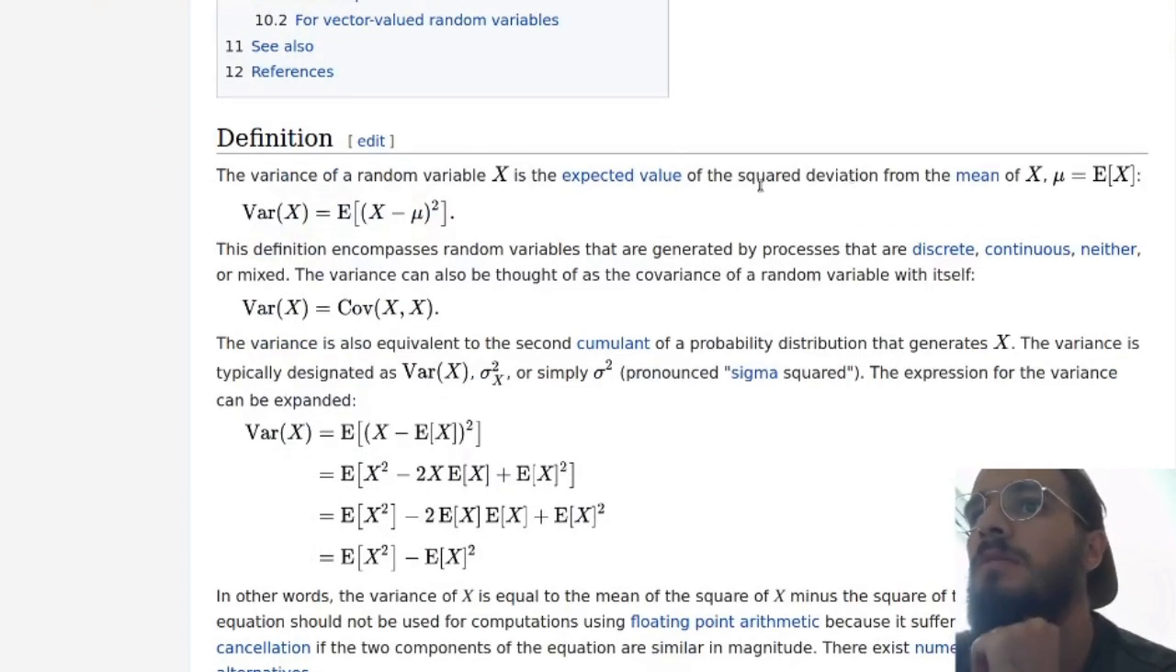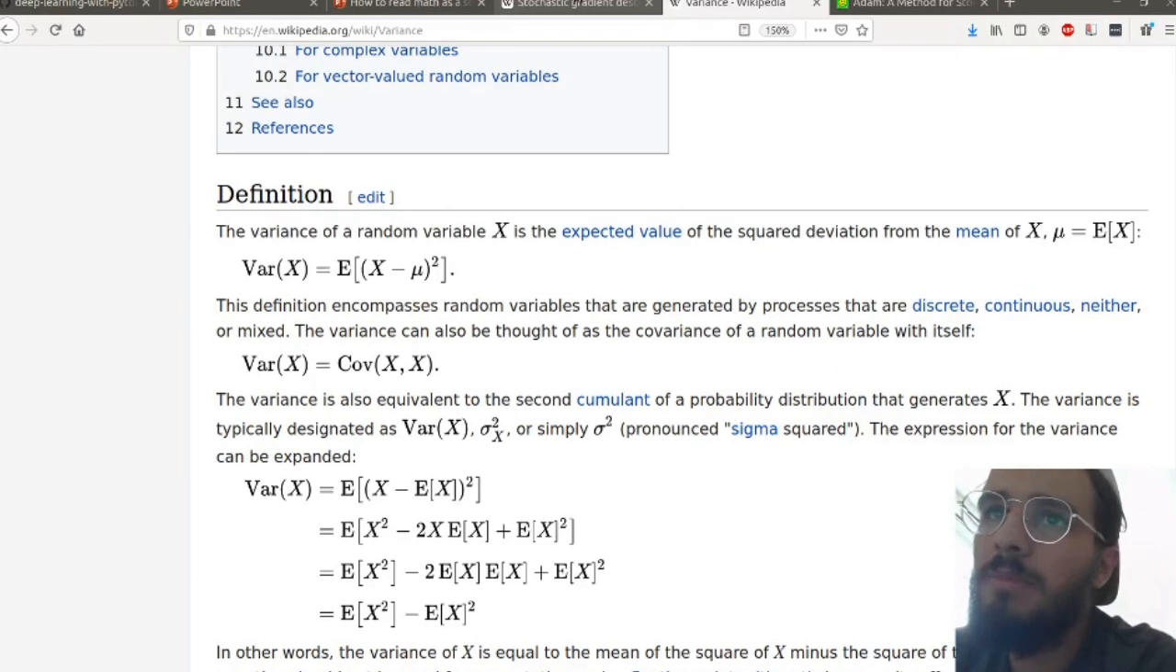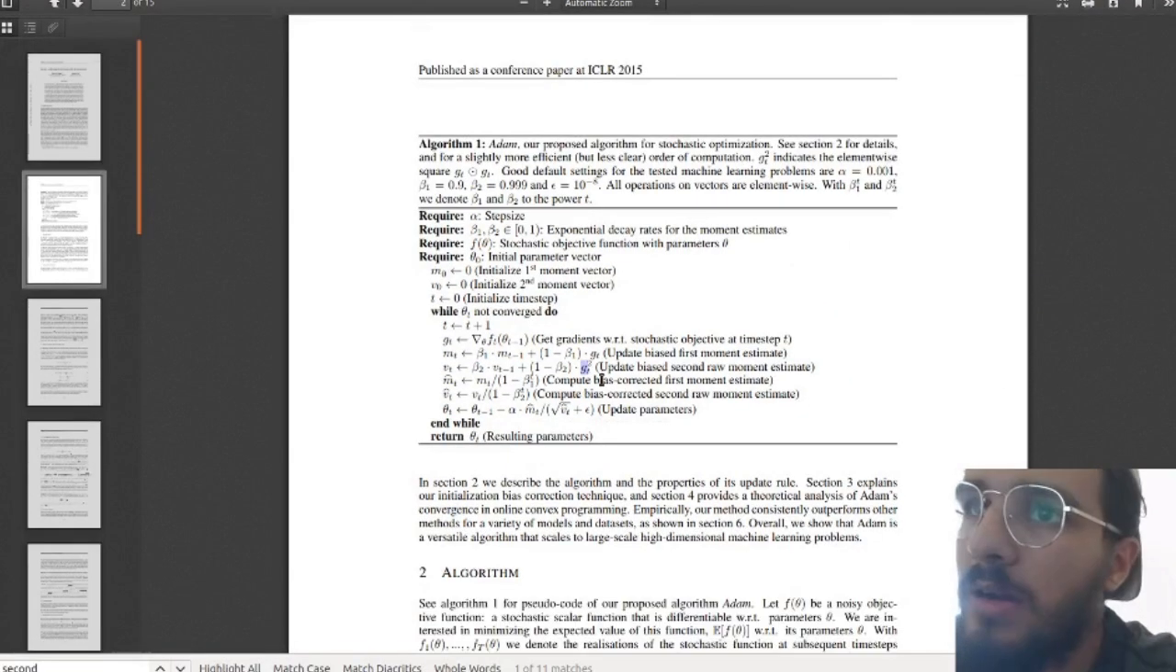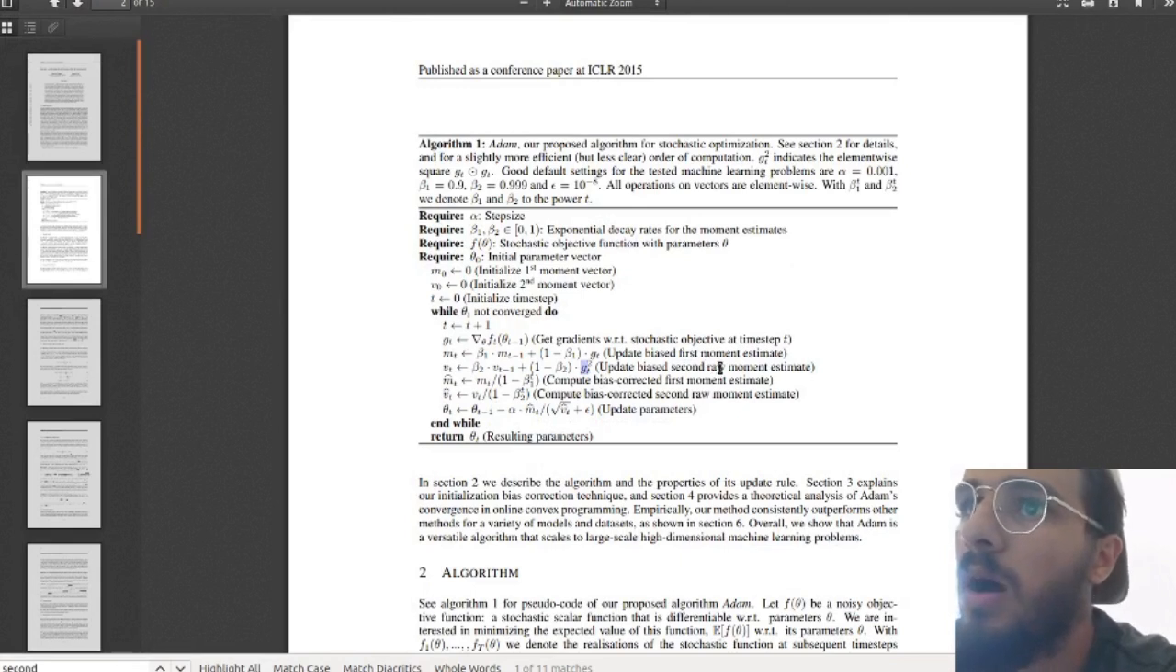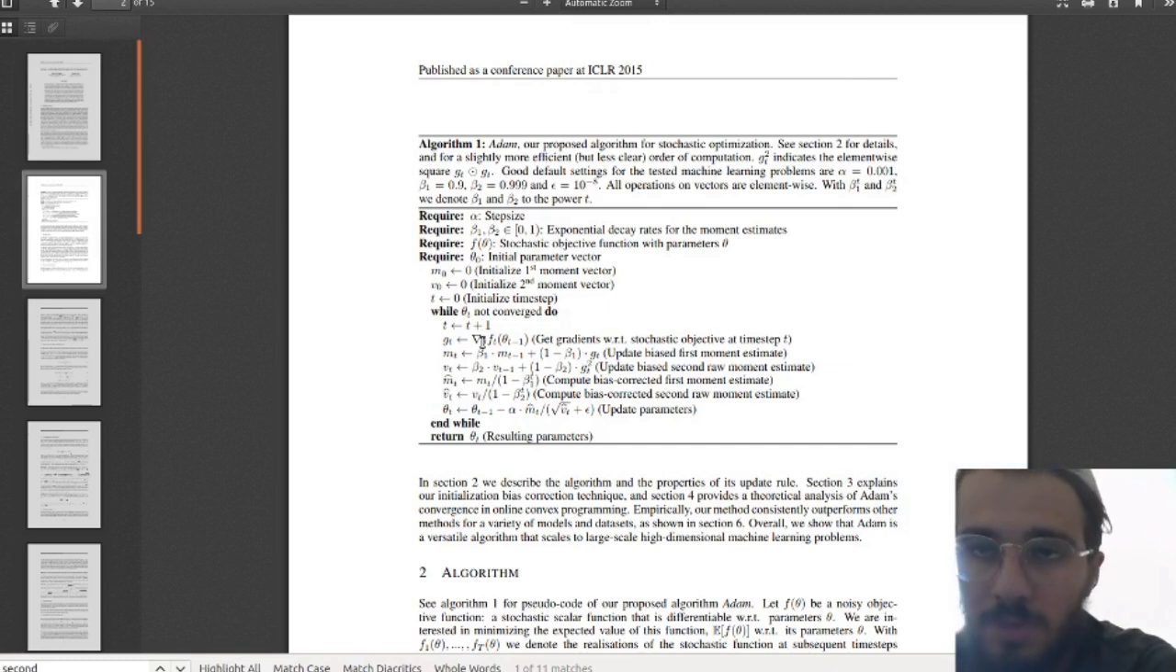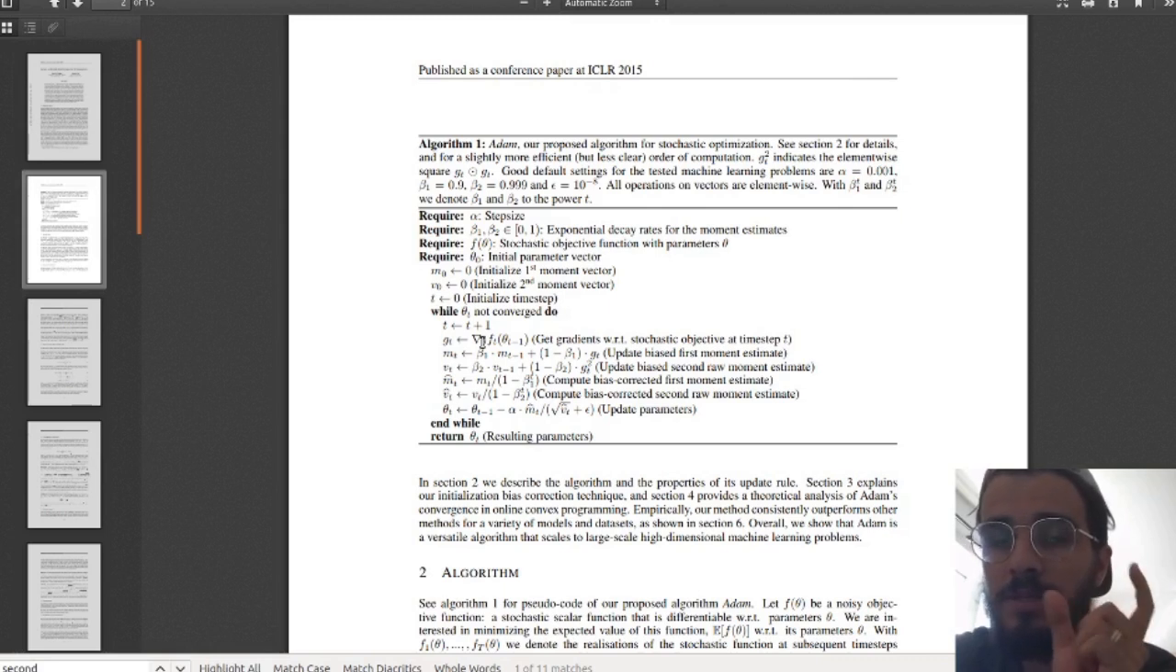It's the expected value of the square deviation from the mean. So x minus mean, exponent 2. I think that makes sense that they're calling it that, the second raw moment. And it's an estimate. I think that can be thought of as the variance, but it's really like this. In this particular case, it's the gradient on one point, on one sample, right?